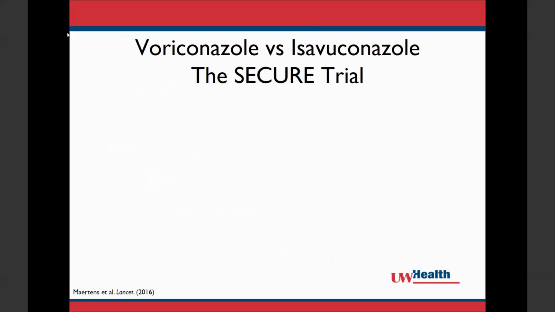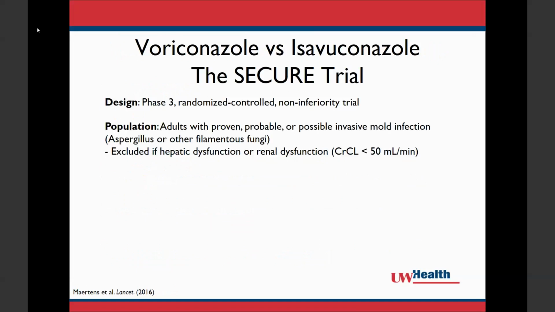The next comparison we'll make is Voriconazole versus Isavuconazole, which is demonstrated through the SECURE trial. And kind of a similar design, this was a phase 3 non-inferiority trial that looked at patients who had proven, probable, or possible mold infections, and usually this was Aspergillus infections. And again, similar to the previous study, they were excluded if they had any hepatic or renal dysfunction.